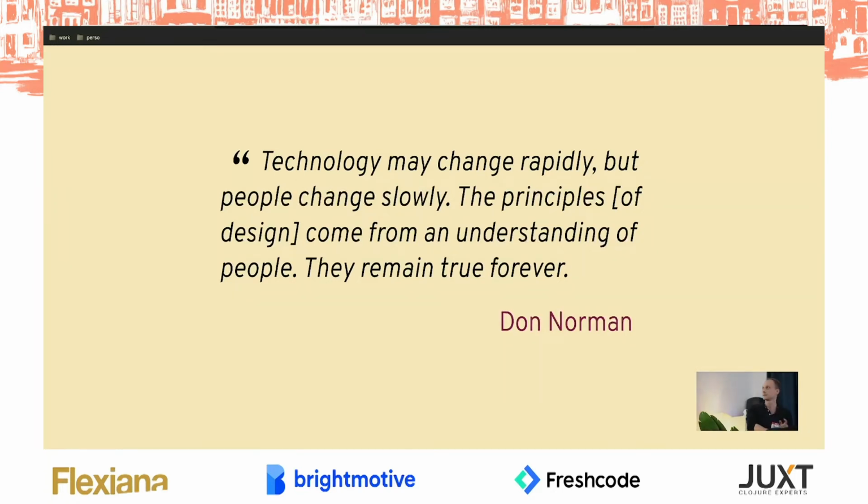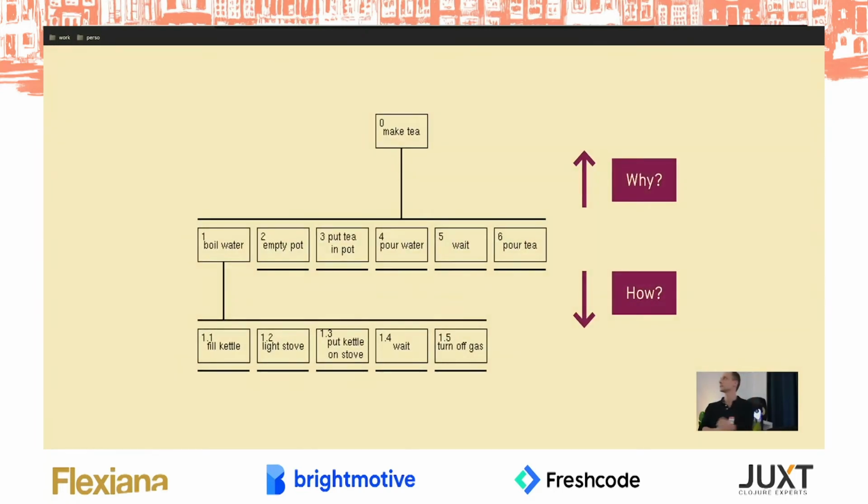So let's dive in. An example of a task analysis would be something basic like this. How do you make tea? To make tea, you need several subtasks. You need first to boil the water, to empty the pot, and so on. And how do you boil water? To boil water, you fill the kettle, you light the stove, and so on.